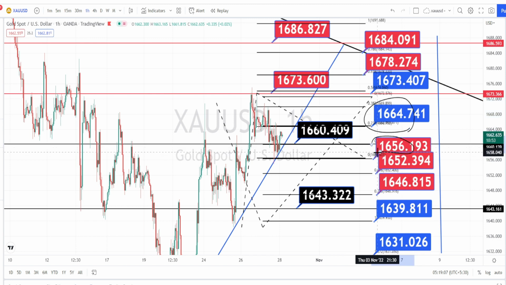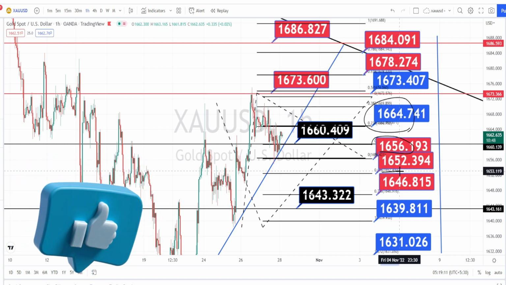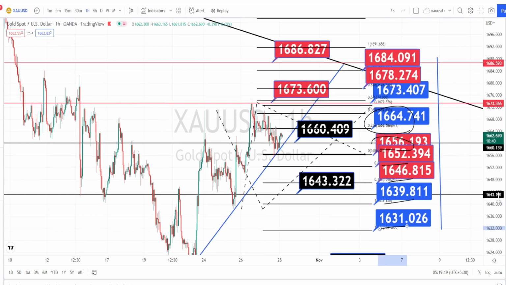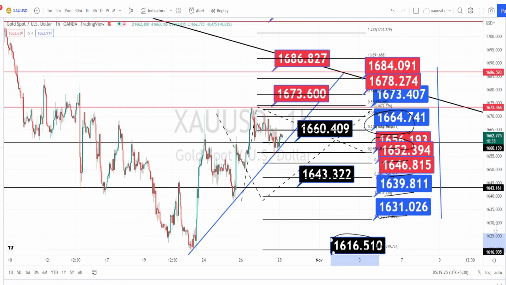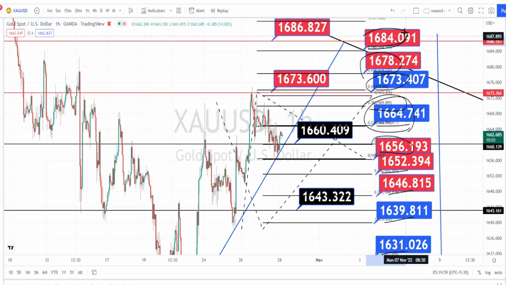If the price action breaks the support level of 1656, the next levels of support are going to be around 1652, 1646, 1639 and 1631. Below that we have the higher time frame support level of 1616. On the bullish side, if the price action breaks the resistance level of 1664, the next level of resistance is 1673, and we have important resistance levels in the hourly time frame around 1678 and 1684.